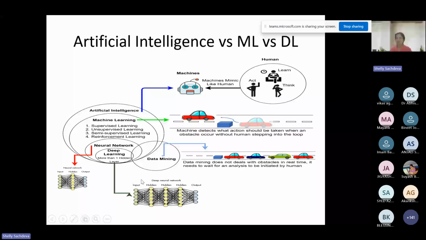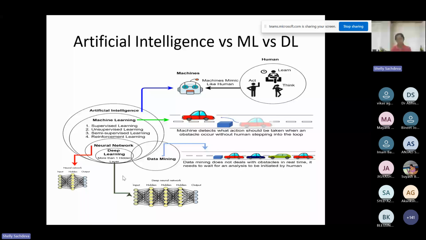Now there is one term which has an intersection with all these terminologies, that is called data mining. Data mining does not deal with obstacles in real time. It needs to wait for an analysis to be initiated by a human, then correspondingly what was happening in machine learning. But it has an intersection with that. So that is what artificial intelligence is.